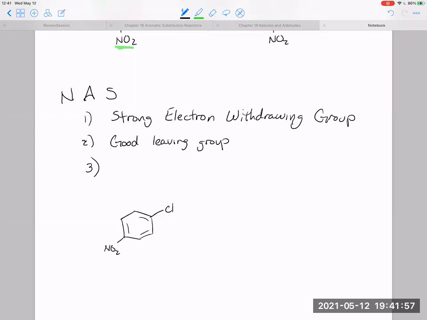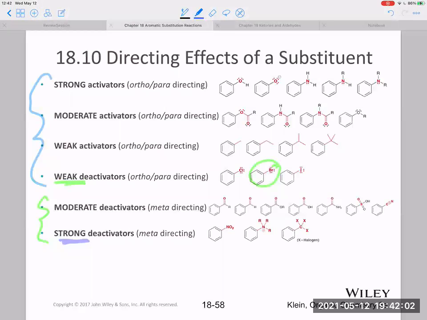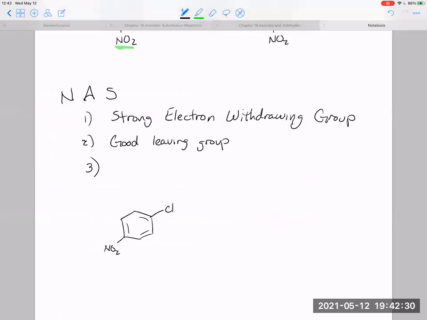The most common example is going to be a nitro group. If we look back at our lecture, we actually saw a few different examples. A nitro group, again, by far the most common. You can also have an ammonium salt, so a nitrogen with a positive charge, or something like CBr3. Okay, a carbon that has a bunch of halogens on it. Those are the only 3 strong electron withdrawing groups that we know about. So you've got to have one of those.